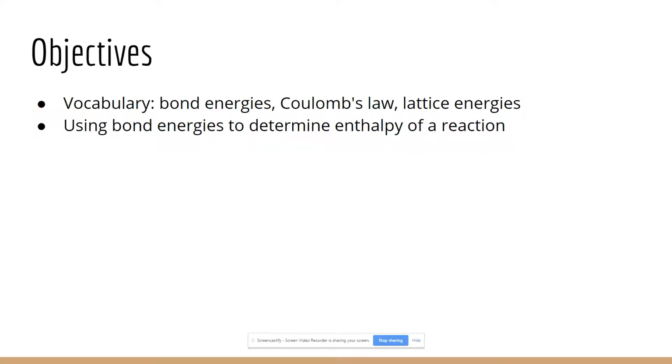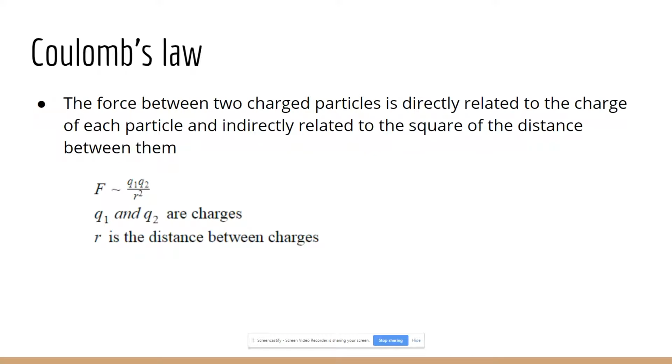Here are our objectives for this video. Pause here. So we're not going to be doing any calculations with Coulomb's law. Those of you who have taken physics in the past may recognize that this is not the full version of Coulomb's law. I removed the k value from it, 10 to the ninth. You don't need it because we're not going to be doing any sort of calculations with it.